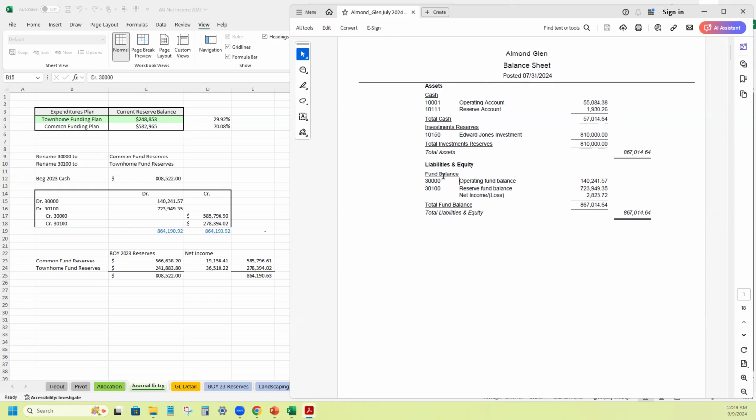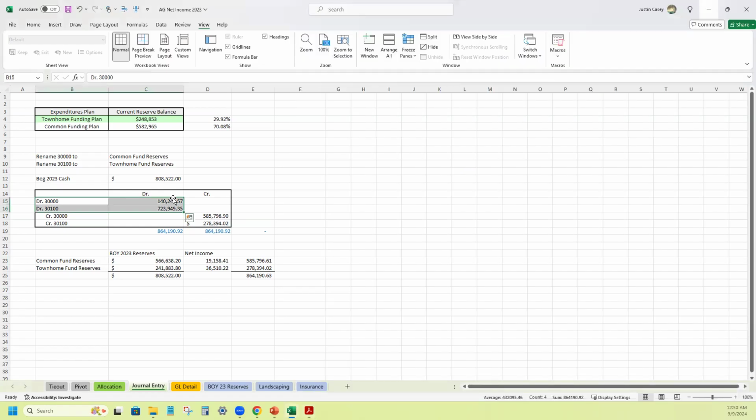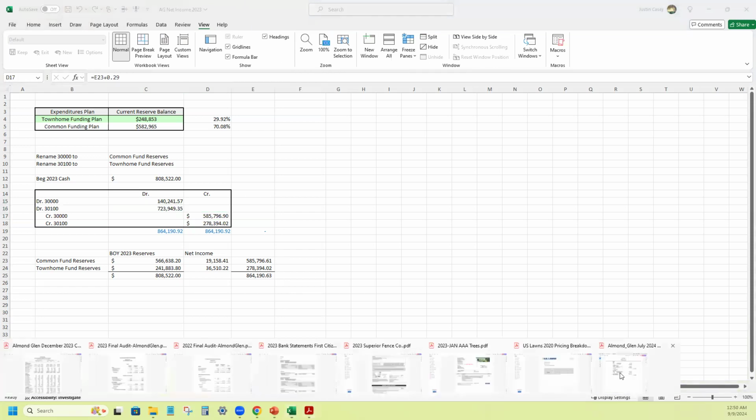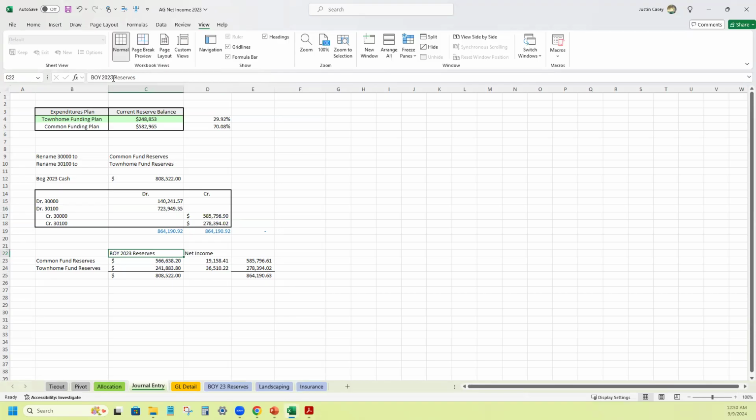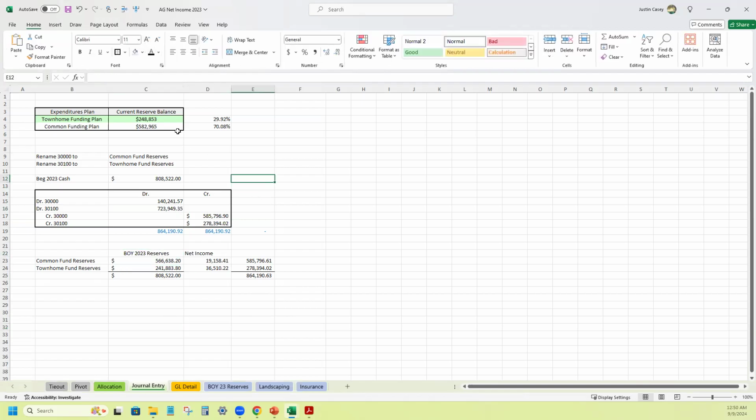And so the way to do that is, first, rename account 3000 to common fund reserves and account 3100 to townhome fund reserves, and back out the balance. So you currently have credit balances sitting in the equity account. You want to debit those to back them out, and then credit them equal to the value of what was the beginning of the year cash. Really, in future years, it's going to be beginning of the year reserves.